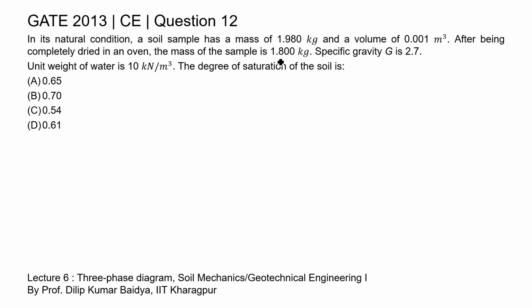So, in this question, the mass of a soil sample in its natural condition is given as 1.980 kg and volume of the soil sample is 0.001 meter cube. After completely dried in an oven, the mass of sample becomes 1.8 kg. The specific gravity G is given as 2.7 and the unit weight of water is given 10 kilonewton per meter cube. Now, we need to find the degree of saturation of the soil.